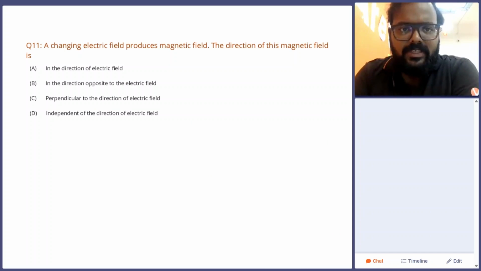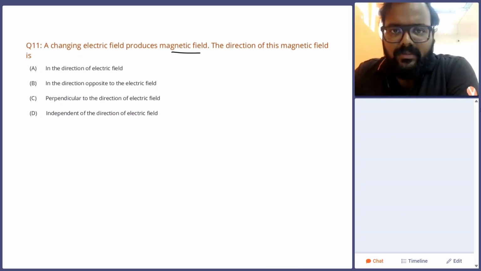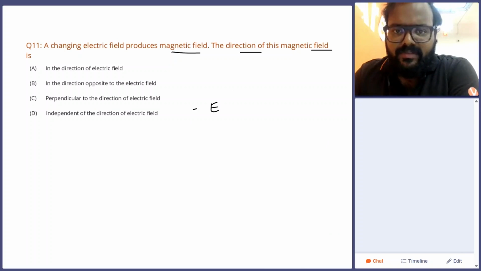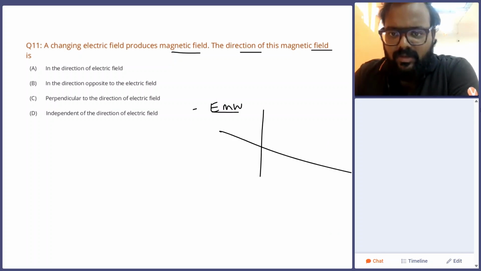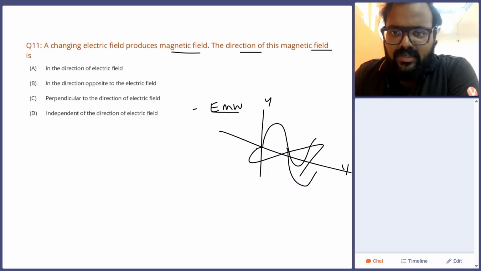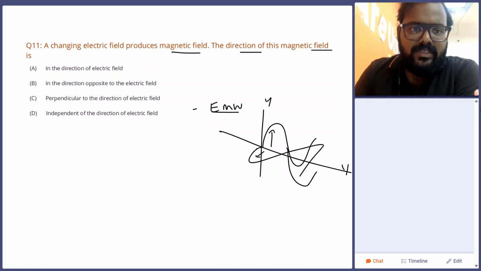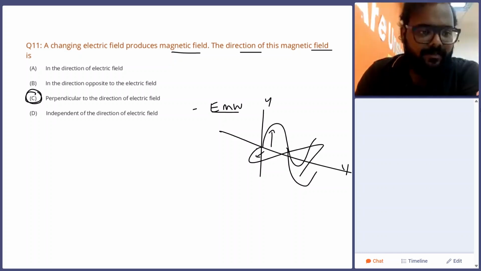Right. Let's go ahead. A changing electric field produces a magnetic field. Now the direction of the magnetic field. This is directly from electromagnetic waves. You know very well that if one oscillates in X or Y, the other should oscillate in Z. Only because of one field, the other field is getting produced. So it will be perpendicular to the direction of the electric field. Both of them are related.